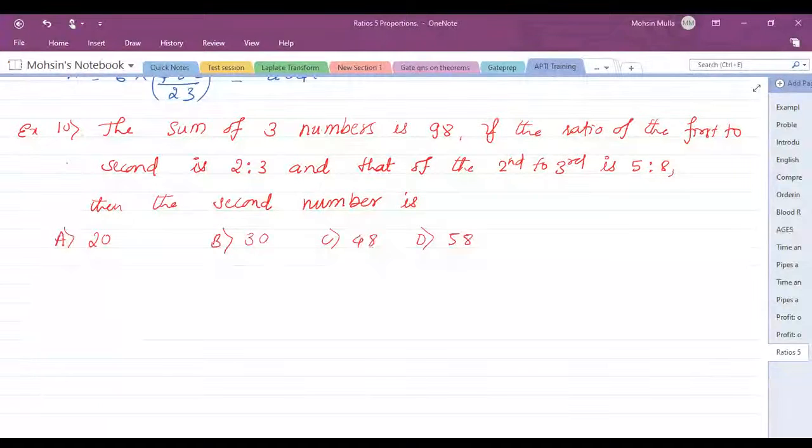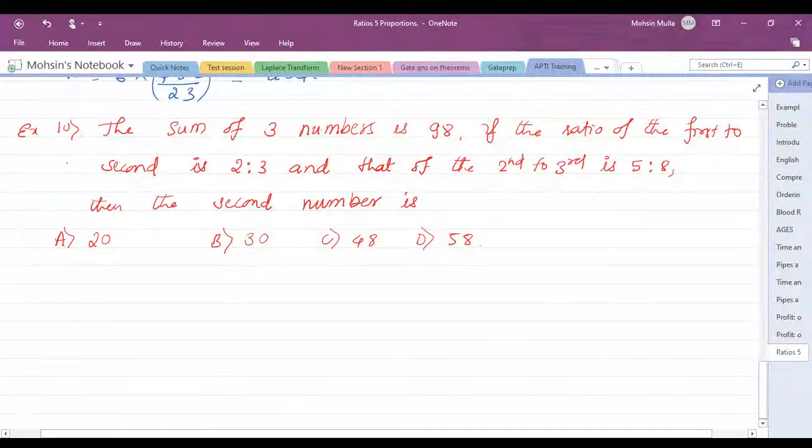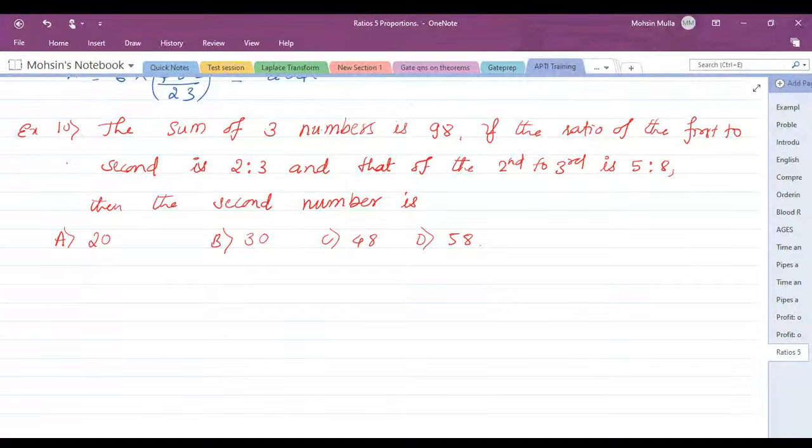Okay, so only three students have done it, and others have not done it. No problem. Here you have to apply a little bit different type of approach to get the required answer. There is a ratio of the three numbers actually, A, B, C. We don't know that ratio yet, so we have to obtain that.